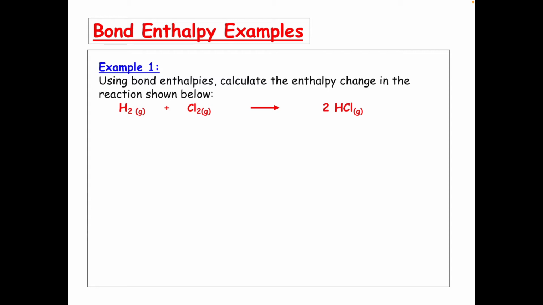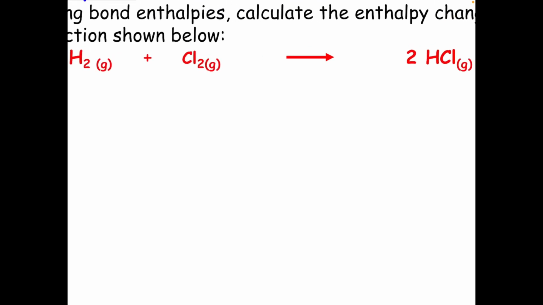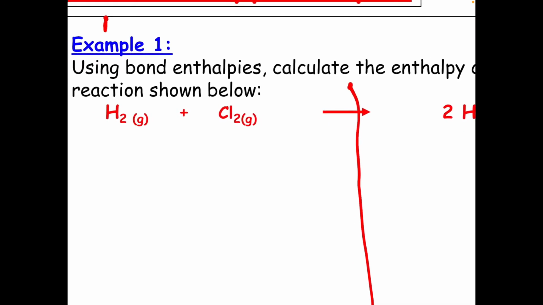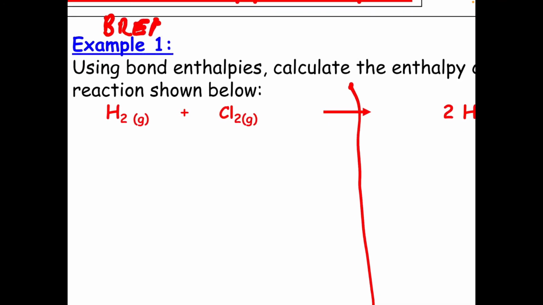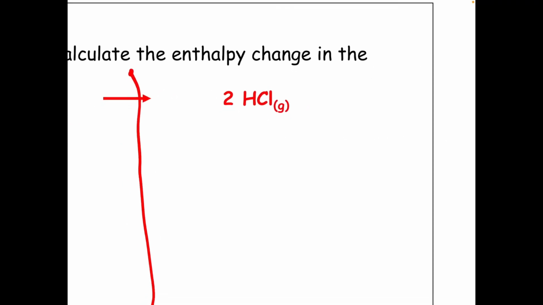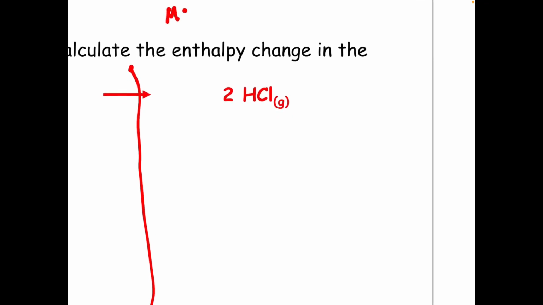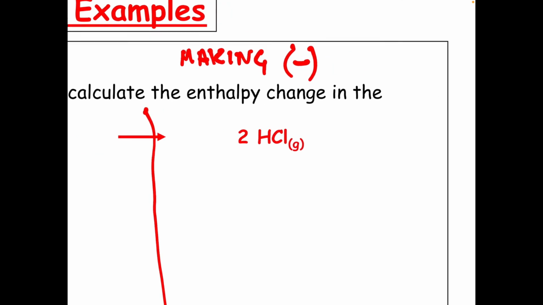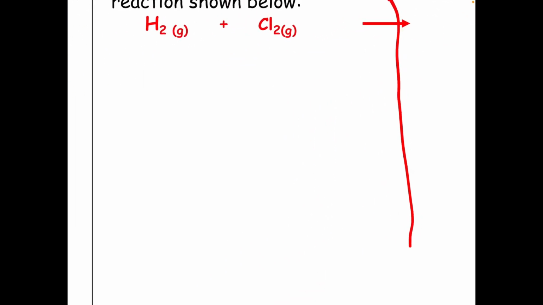Let me show you these 3 steps. First of all, I'm going to put a big massive line down the middle. This is to separate the making and breaking. These ones are going to be breaking, and they are positive. These ones are going to be making, and they are negative. Okay, so just keep that in mind.